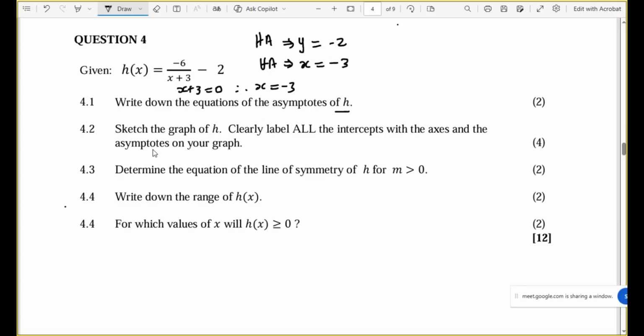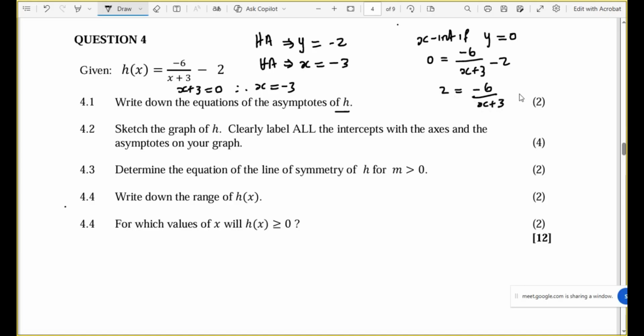Right. Sketch the graph clearly. Label all the intercepts with the axes and the asymptotes on your graph. In order for us to do that, I think I need to first find the x-intercept, where y is 0. So 0 is equal to minus 6 over x plus 3 minus 2. The 2 comes to this side to be positive. This is minus 6 over x plus 3.